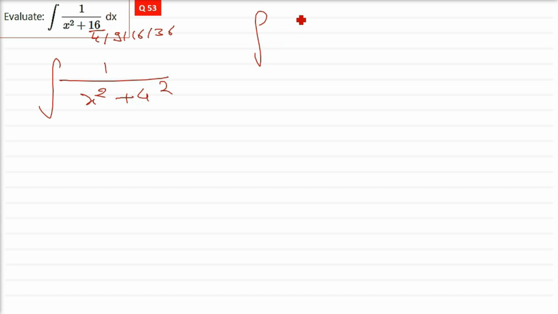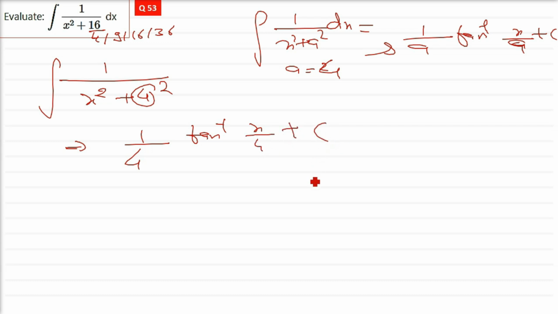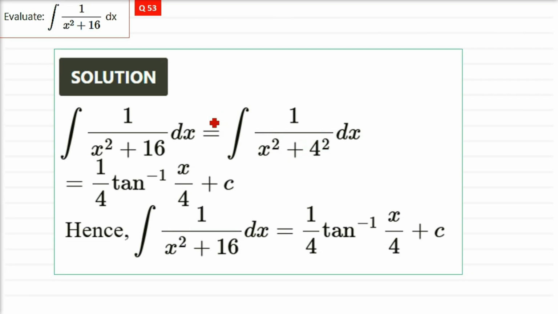Now this formula, we have 1 by x square plus a square, and you know that it is simply 1 by a tan inverse x by a. In this question, a we will take as 4, not 2. I'll just change that one. So this will be 1 by a, that is 1 by 4, 1 by 4 tan inverse x by 4 plus constant of integration. So this is the formula you are going to use. Again, a very straightforward question for you.